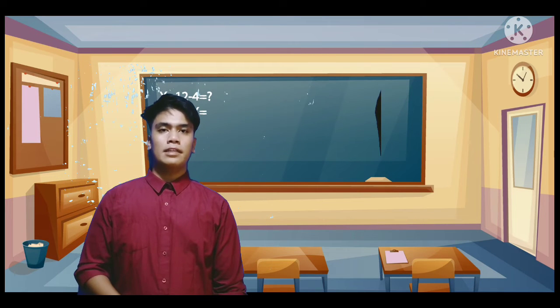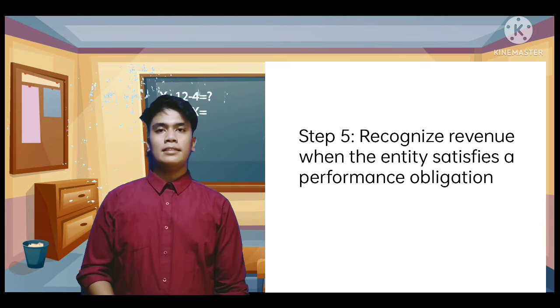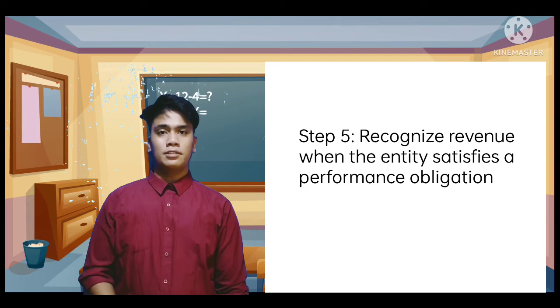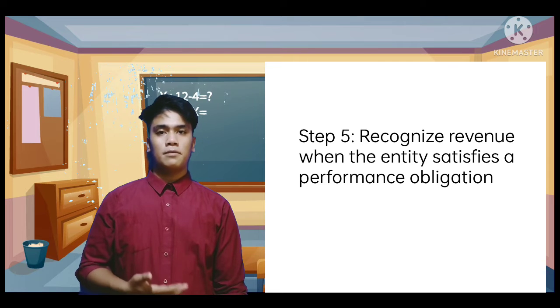Dumako naman tayo sa panghuling step, ang step 5. Recognize revenue when the entity satisfies a performance obligation. Revenue is recognized when the entity satisfies performance obligation. It is measured at the amount of the transaction price allocated to the satisfied performance obligation.